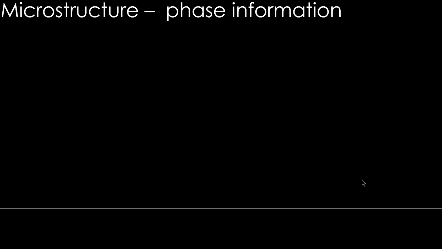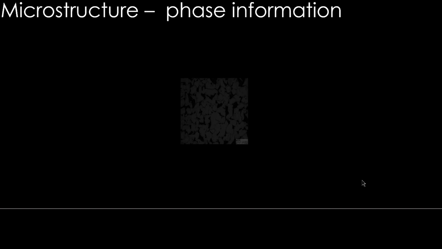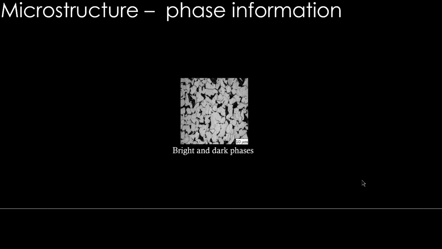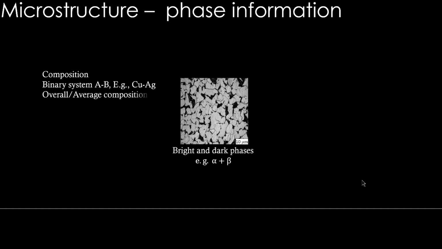So when we say phase information, consider a two-phase material. It has bright and dark phases. Let's call them alpha and beta. What are the information relevant to this? First, the composition. Let's say this is a binary system, A and B, for example, copper and silver. We have to first tell what is the overall composition. Example, let's say 50% of B and 50% of A.